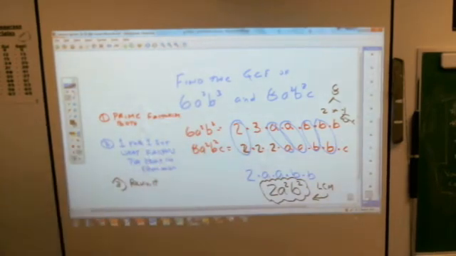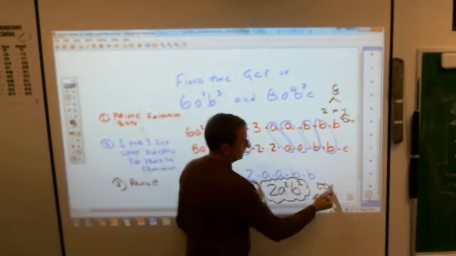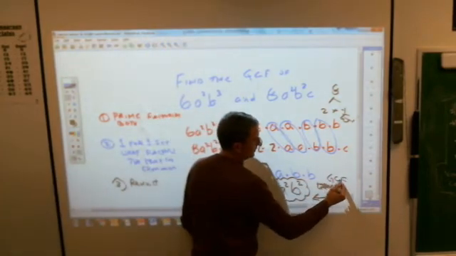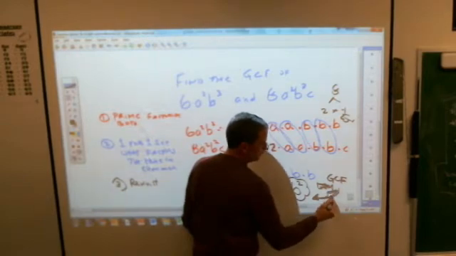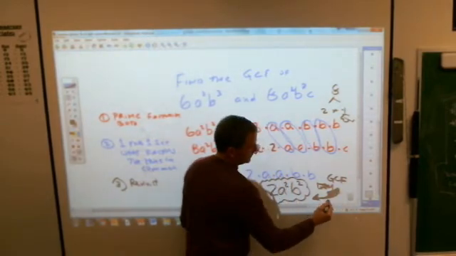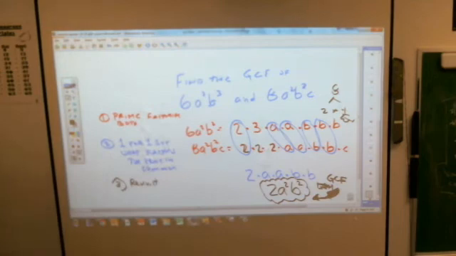Okay, and then why is it least common multiple, not greatest common factor? Wait, did I say least common? Did I say least common? No. Oh, yeah, sorry. You're right. This should be greatest common factor. You are right on that. Sorry. That is a huge, greatest common factor, not least common multiple. Good catch.